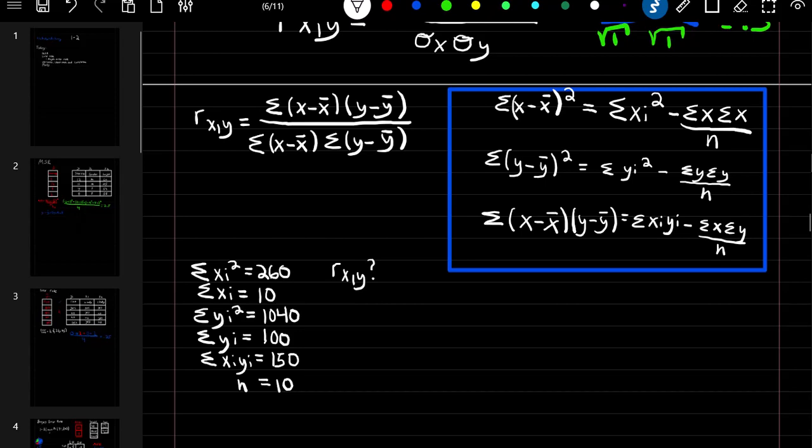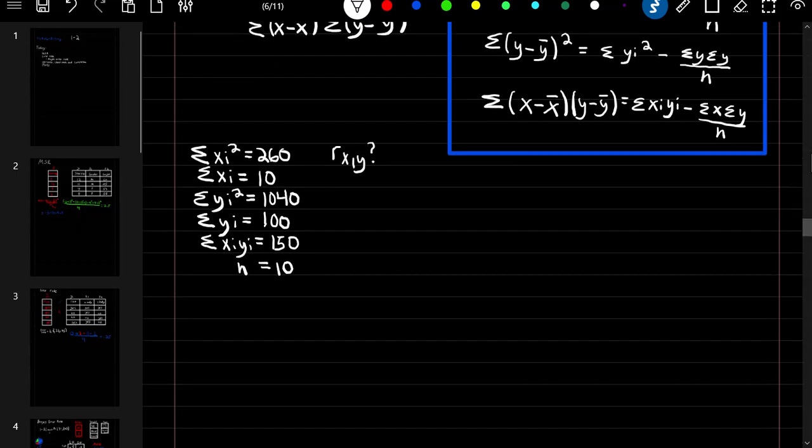Now these terms can be broken down further. The summation of x minus x bar times y minus y bar is equal to the summation of xi yi minus the summation of x times the summation of y over n. And the summation of x minus x bar squared is equal to the summation of xi squared minus the summation of x times the summation of x over n. The same applies to variable y. So if we're given, instead of the covariance and standard deviations, terms like the xi squared, xi, and so on, we're still able to solve for the correlation.